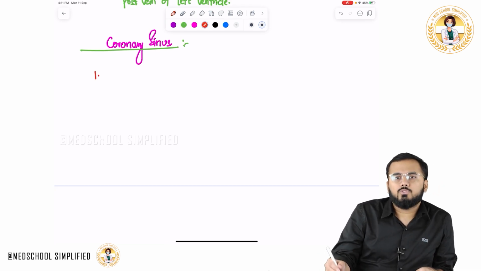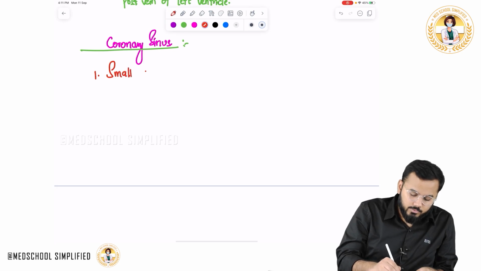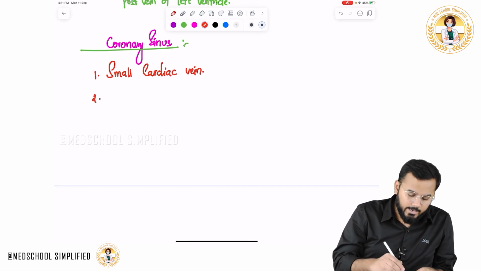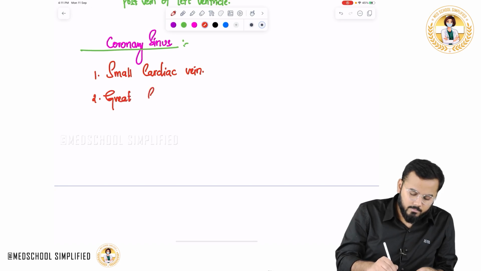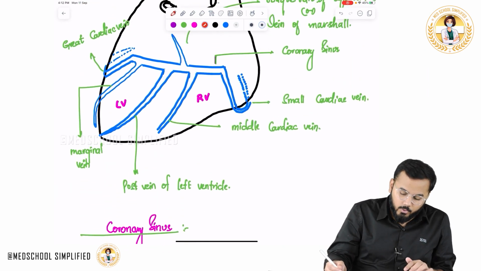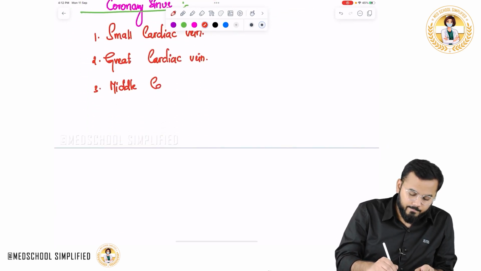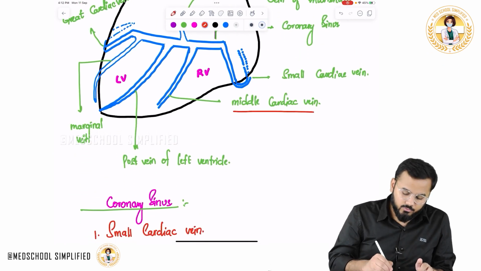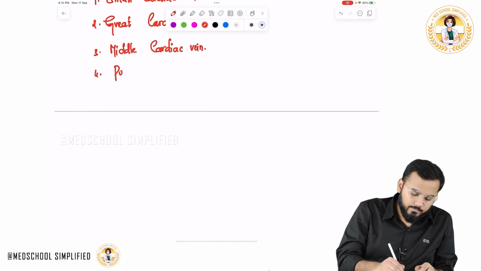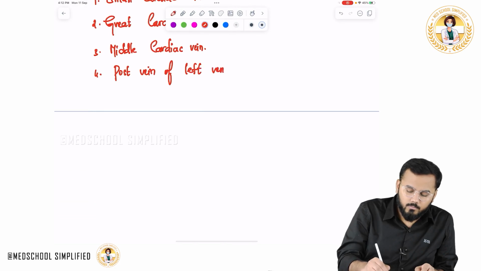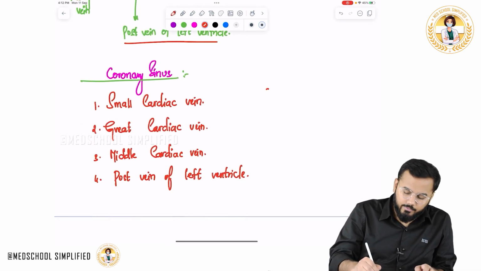The first important vein is your small cardiac vein. The second important vein is your great cardiac vein. The third important vein is the middle cardiac vein. And the fourth important one is the posterior vein of the left ventricle. And the fifth important vein, what is that?